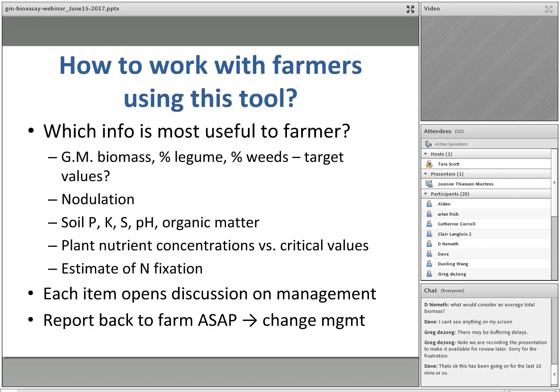The plant nutrient concentrations versus the critical values are also key information for the farmer, and it'll take a little bit of explanation, basically like I explained to you, about what those mean. And that estimate of N fixation is really important. When you're discussing nitrogen fixation by green manures with farmers, it's also important to stress that that is not necessarily how much nitrogen will become available to the next crop, because there are lots of factors that affect how nitrogen cycles through all the systems.